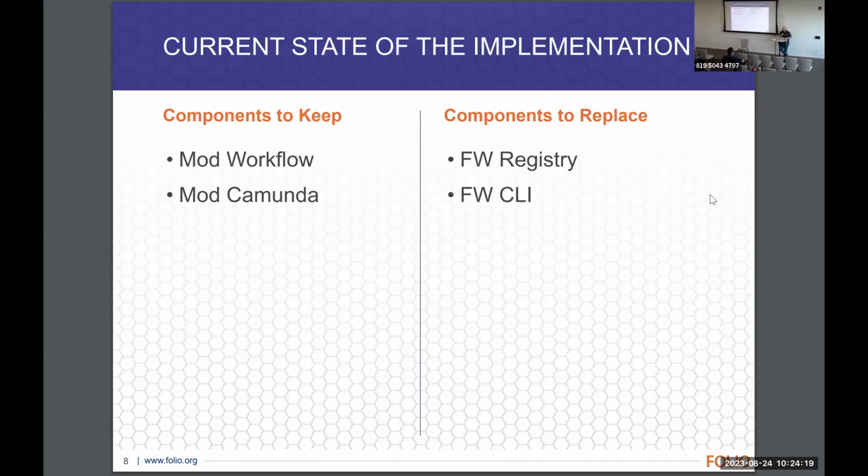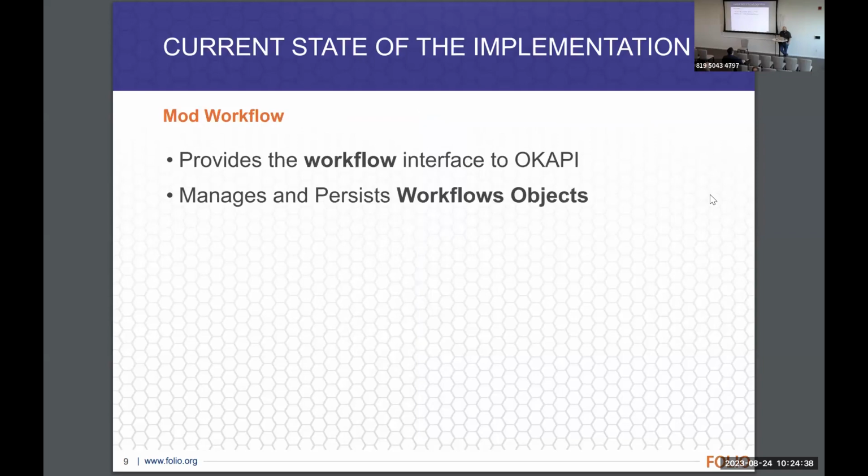Essentially, I'll get into the details of what all of these components do, but that is the lay of the land right now. The components are Mod Workflow, Mod Camunda, FW, which is FOLIO workflow, FW registry, and FW CLI, command line interface that we use to kind of knit all the stuff together. Mod Workflow provides a workflow interface to a copy.